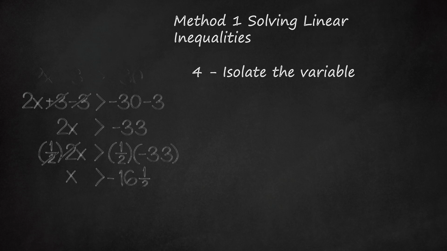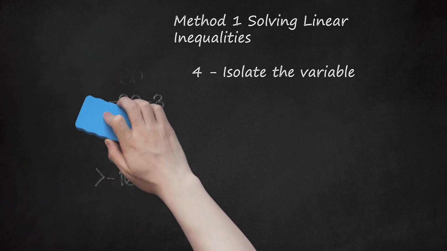For example, in the inequality 2x + 3 > 30, to isolate the x, you need to subtract 3 from both sides, then divide both sides by 2: 2x + 3 - 3 > 30 - 3, 2x > 27, 2x/2 > 27/2, x > 13 1/2.